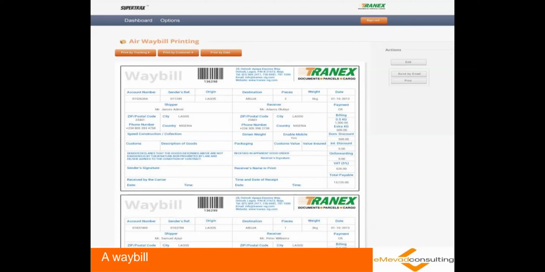But if it is just one package, just put 1 under pieces. Then the zip code, the phone number, and every other information must be contained in the way bill. And the way bill will be affixed into the package. So that's an example of a way bill.